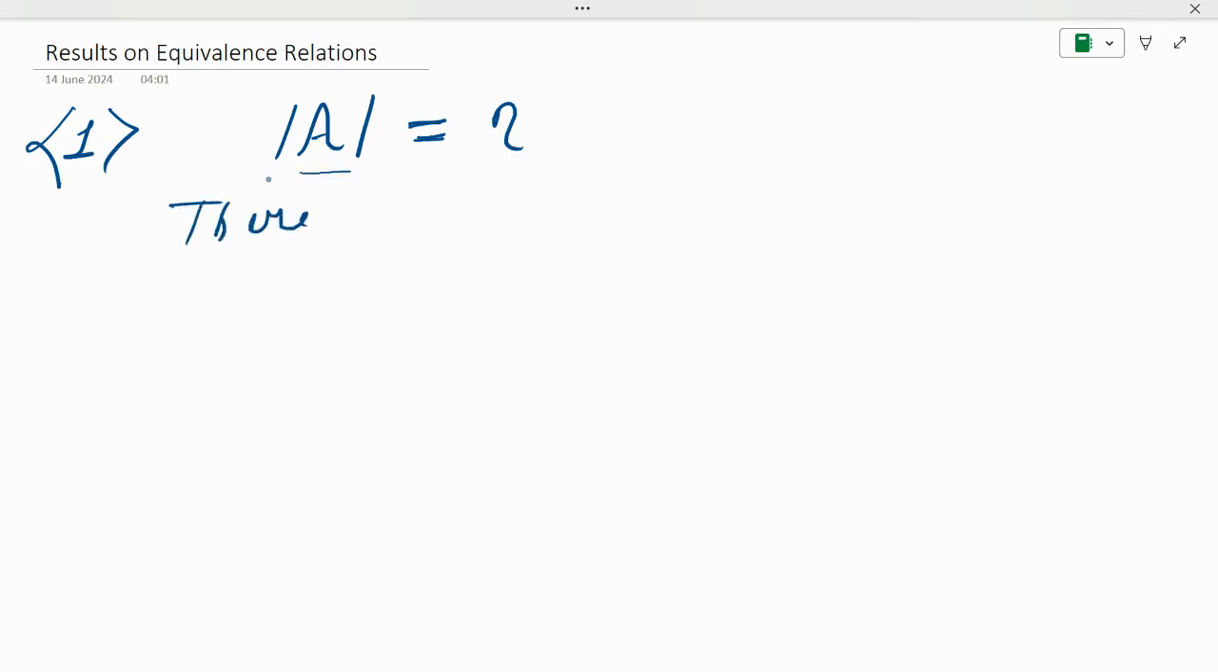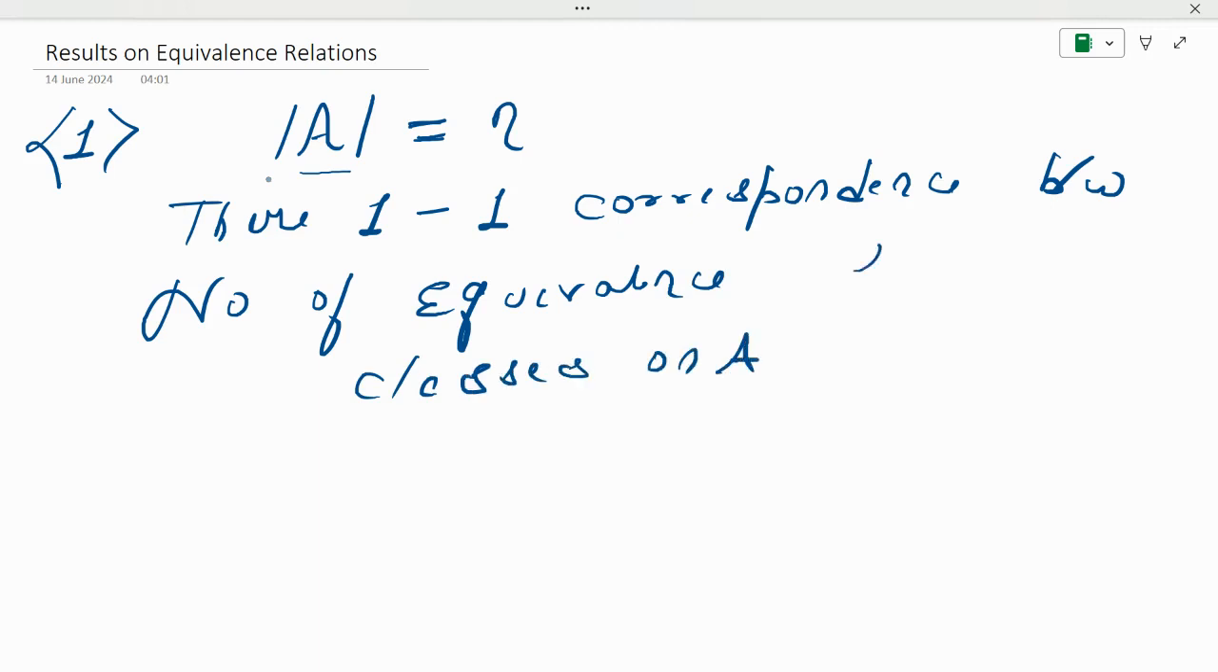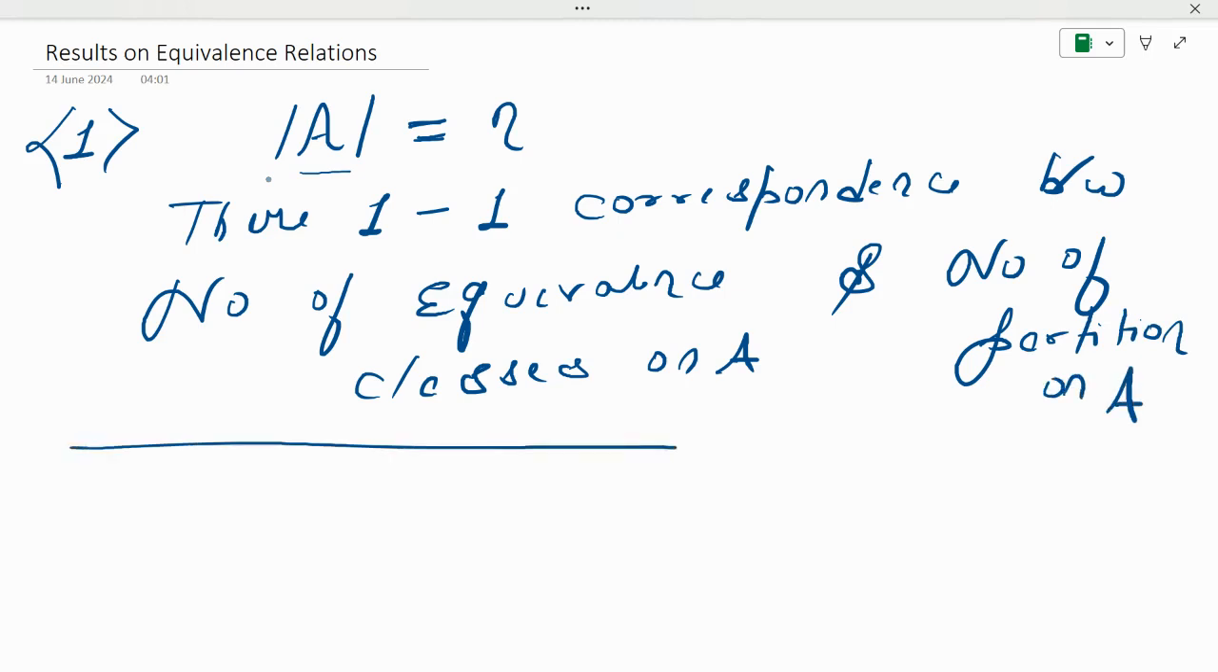There is a one to one correspondence between the number of equivalence classes on A and the number of partitions on A. If we have n partitions on A, there will be n equivalence classes on A. For each partition, there will be an equivalence class, and that can be obtained by multiplying the partitions with each other.